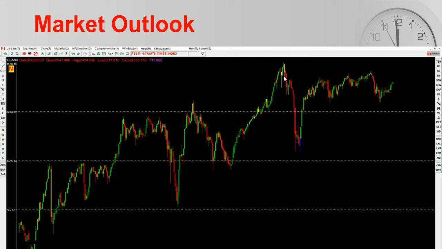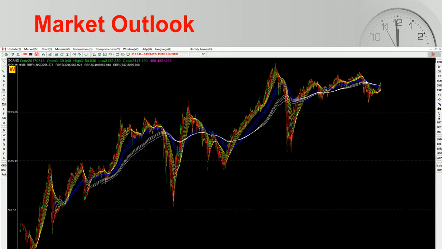Then we can see the market is here. If you see the yellow candlestick, you can draw the line, and this is the support and resistance for the market. So we can see the market is still sideways for the long term. Okay, so let's see the weekly chart.